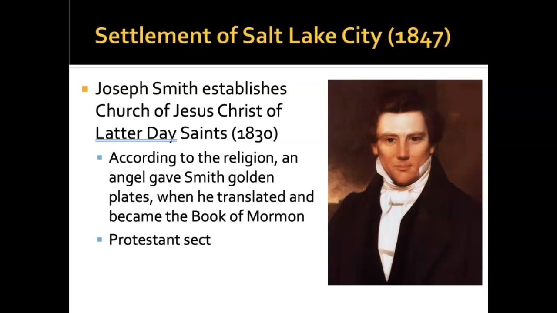Joseph Smith establishes the Church of Jesus Christ of Latter-day Saints in 1830. According to this religion, an angel gives Smith golden plates, which he translated, and it becomes the Book of Mormon. It is a sect of the Protestant Church.